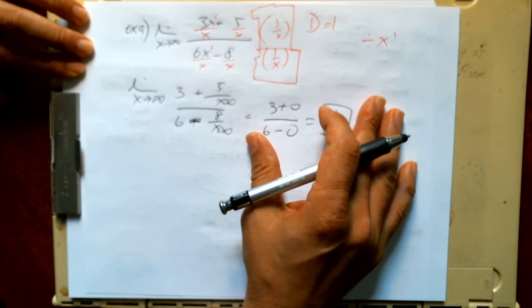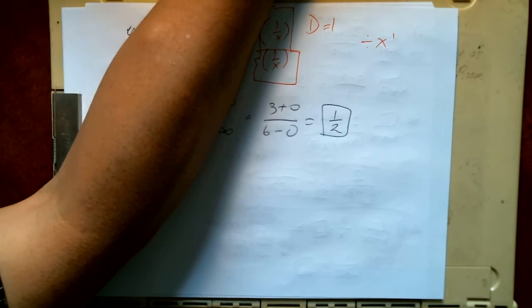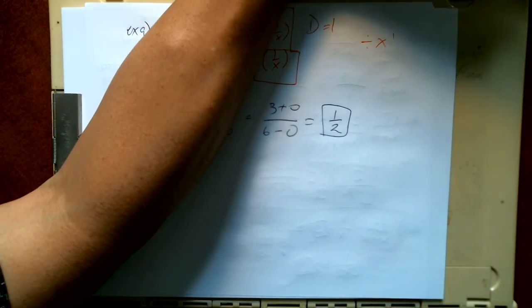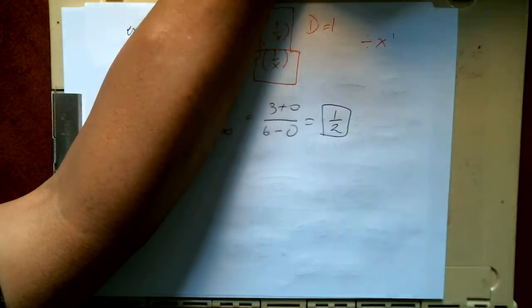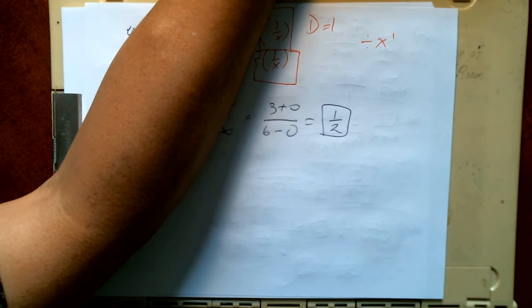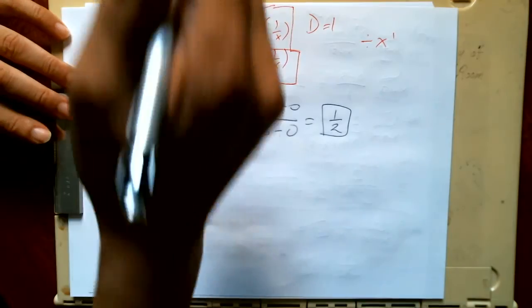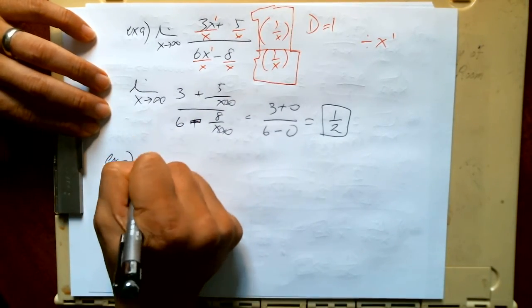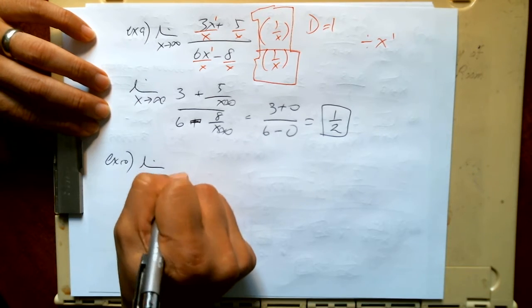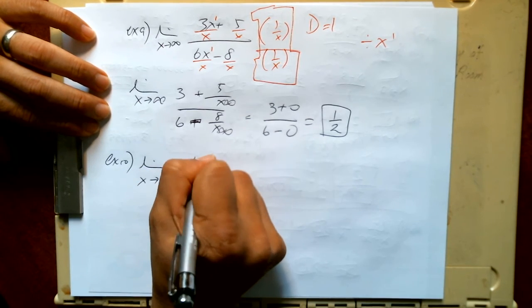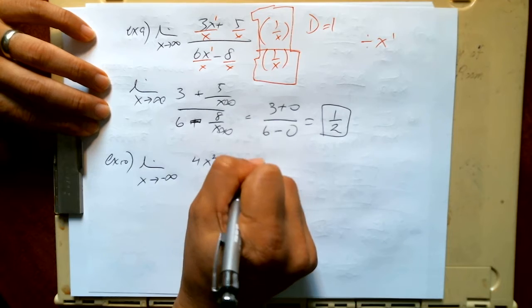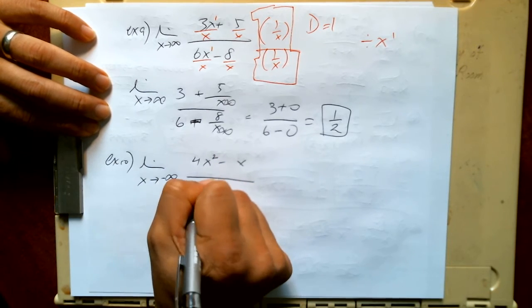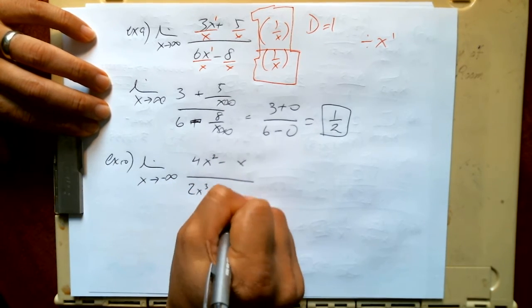Let's try example number 10. I'm not sure if I'm going to do example number 11. Ooh, there's also example 14. Okay, let's do example 10. Limit as x approaches negative infinity of 4x squared minus x all over 2x cubed minus 5.